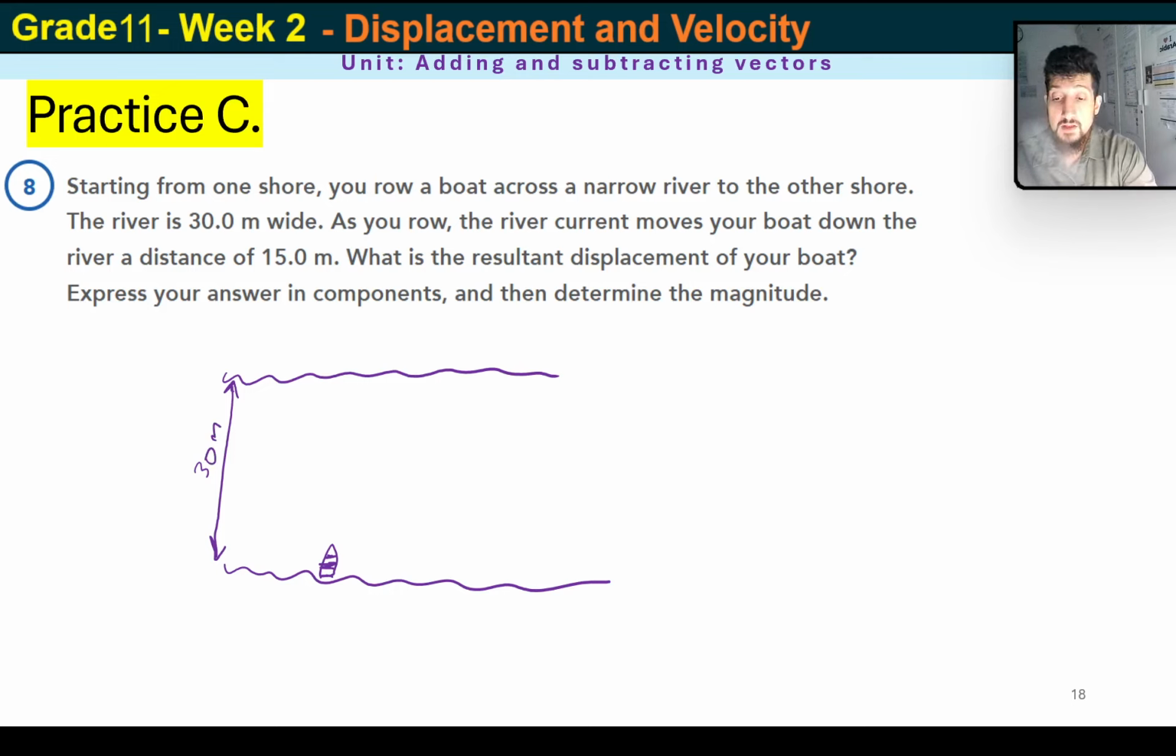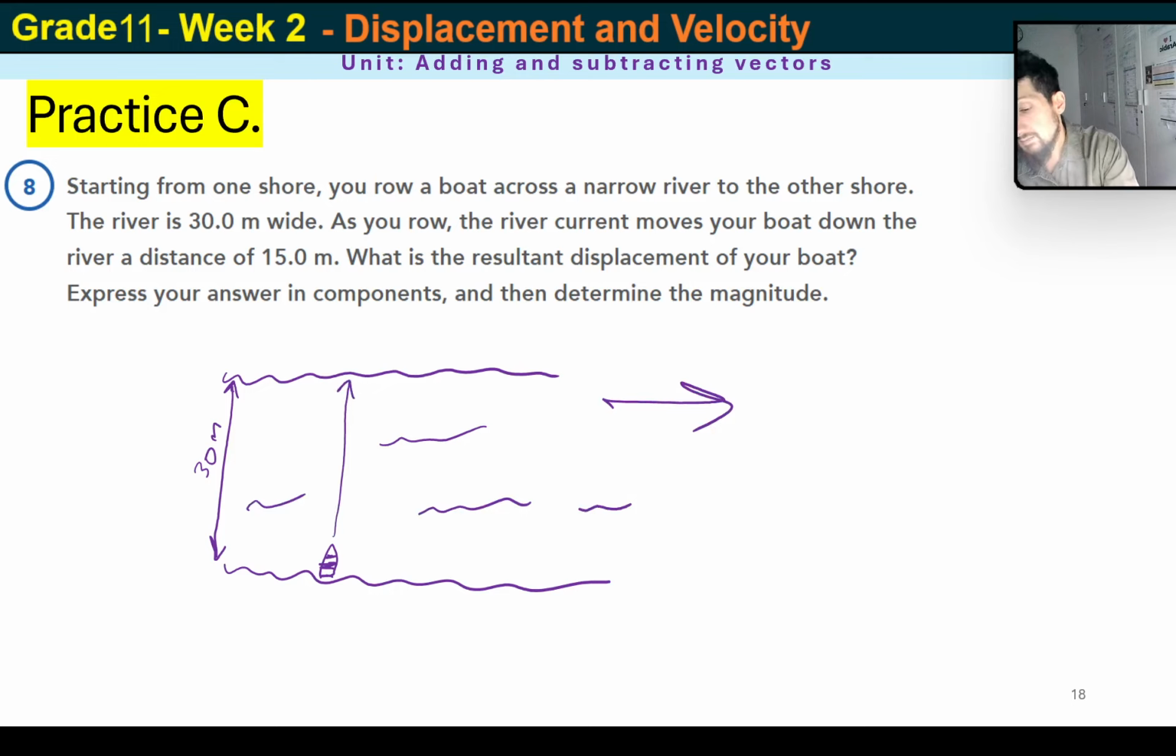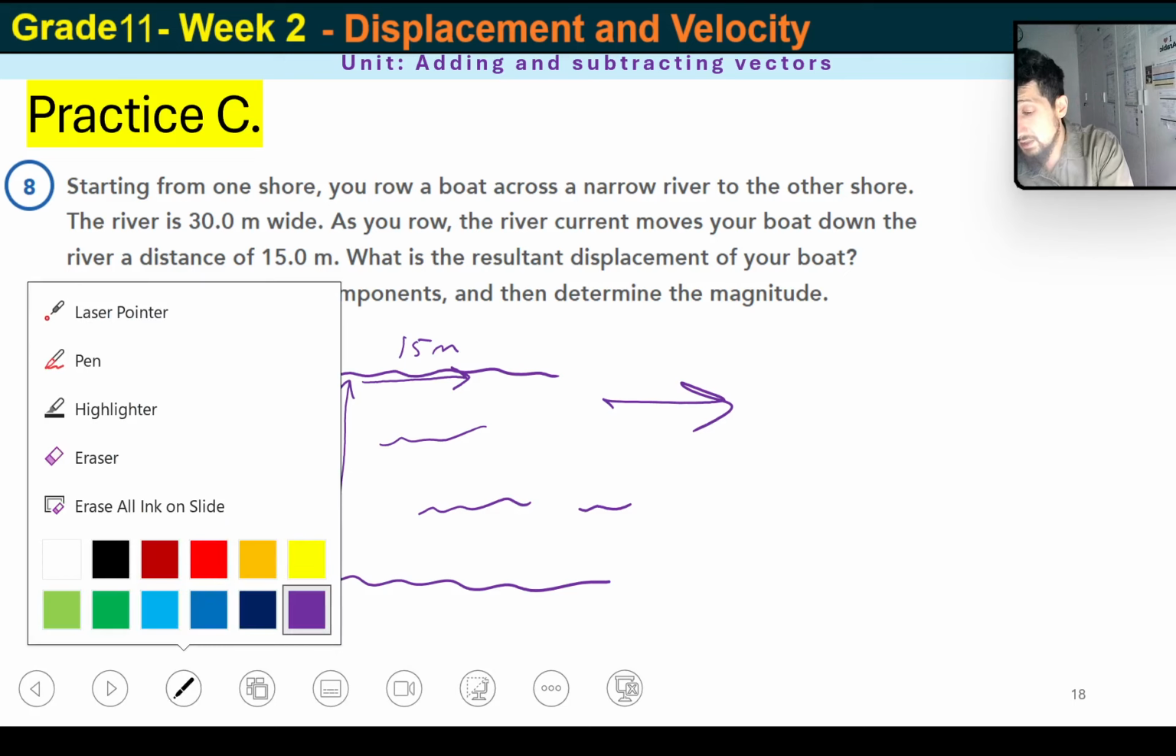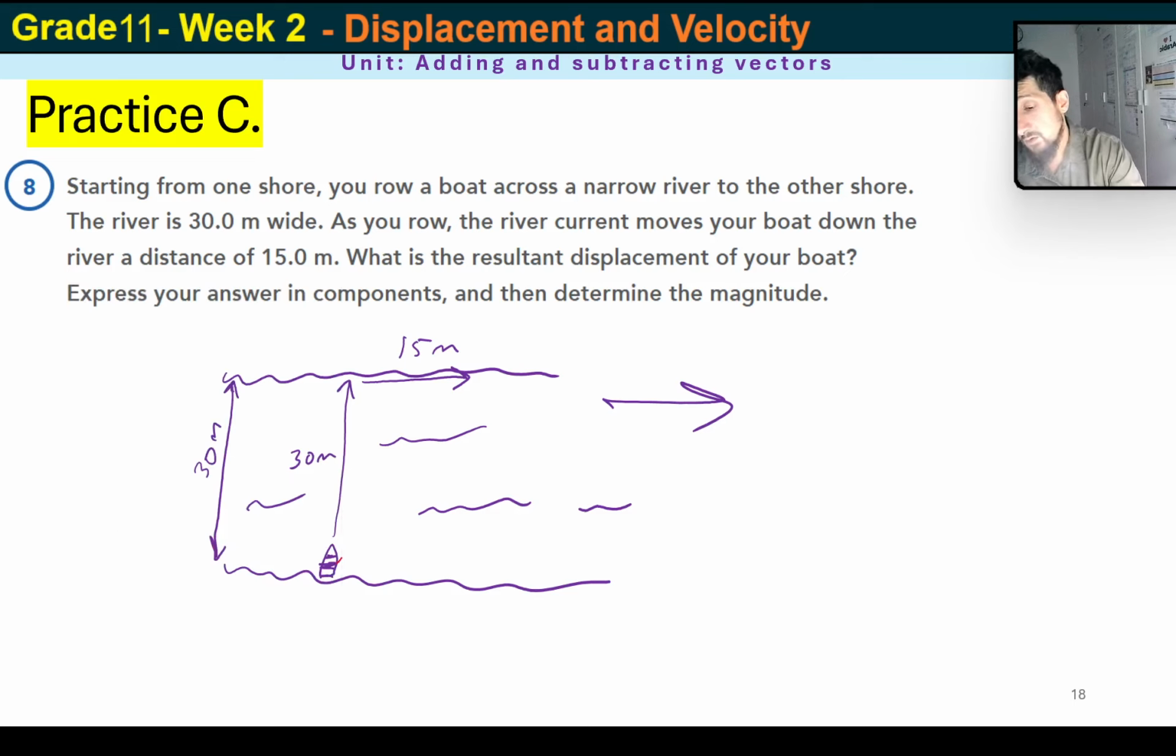As you row, the river current moves your boat down the river a distance of 15 meters. So let's assume the river is moving this way. It doesn't really say, but let's assume it's moving this way. So you move forward 30 meters, and then the river moves you this way 15 meters. What's going to be your resultant displacement? Well, lucky for us by now, we're all expert at this. It's going to be this guy here.